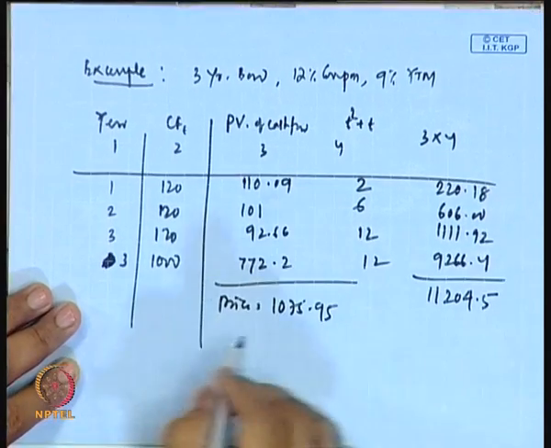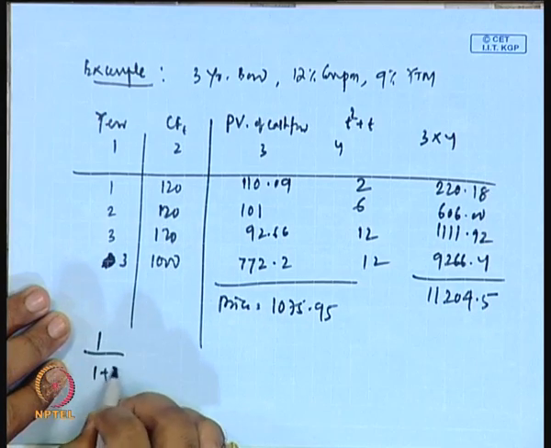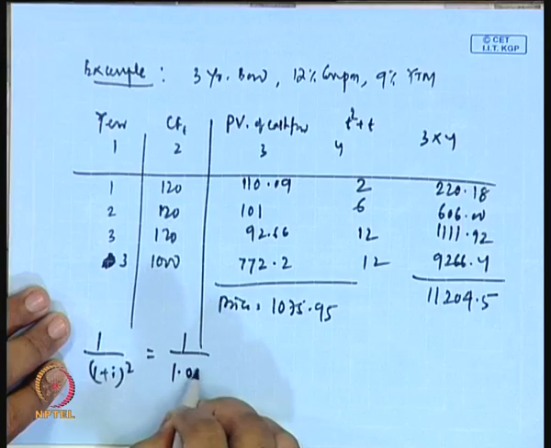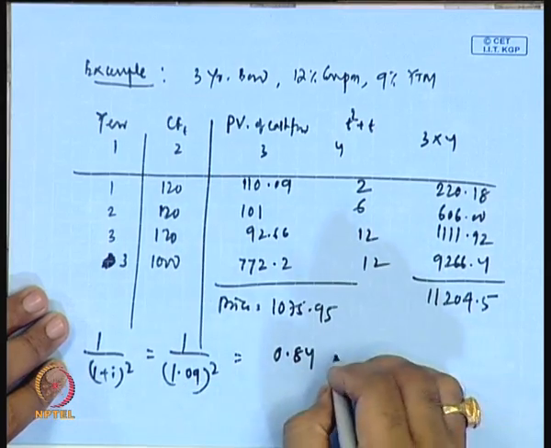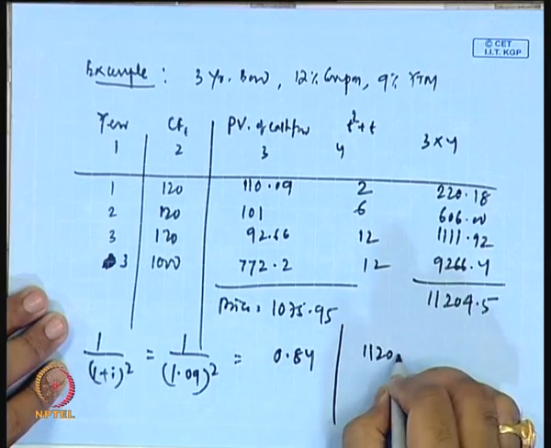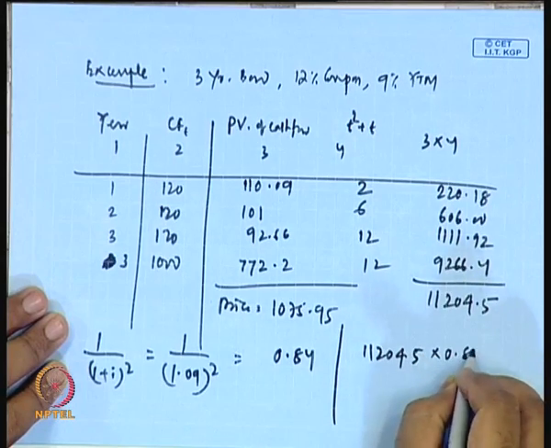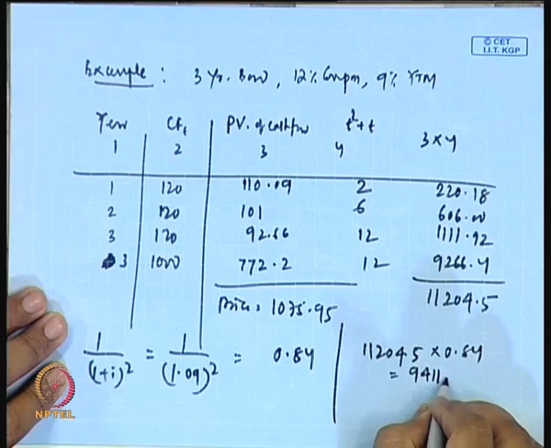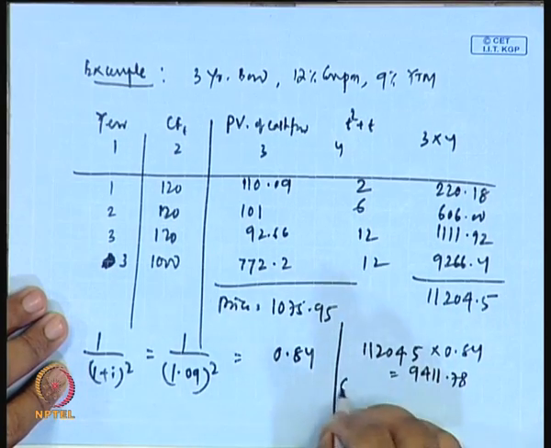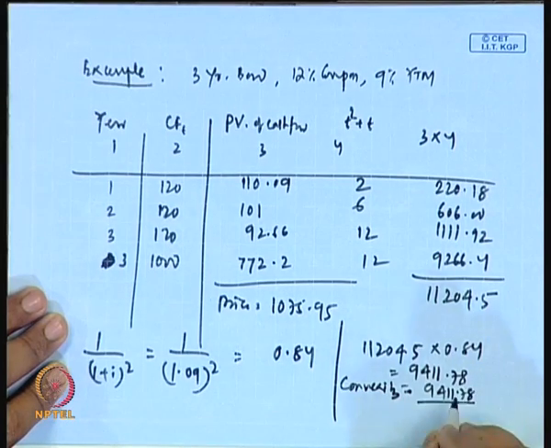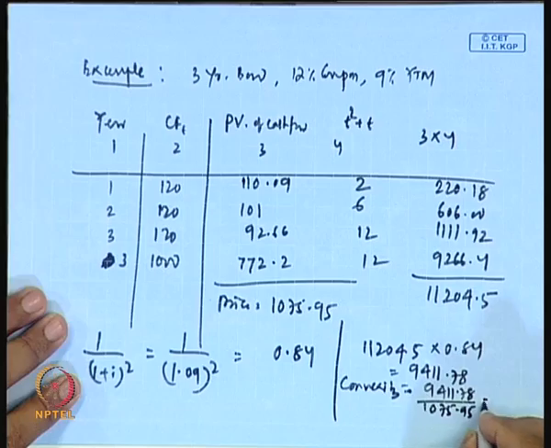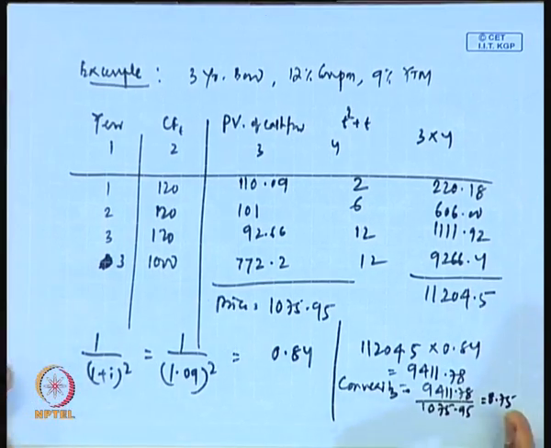Then you can calculate 1 by (1 plus I) square, that is 1 by 1.09 square, which will be 0.84. Then 11204.5 into 0.84 will give you 9411.78. Then the convexity is equal to 9411.78 divided by 1075.95, which will be 8.75. This is the way the convexity has been measured.